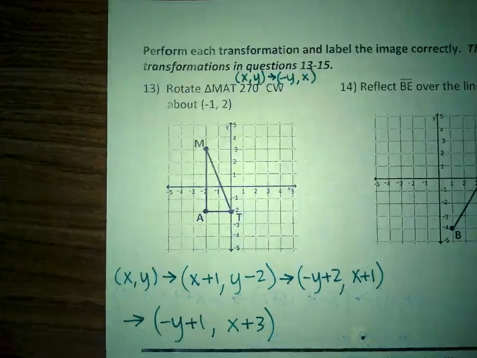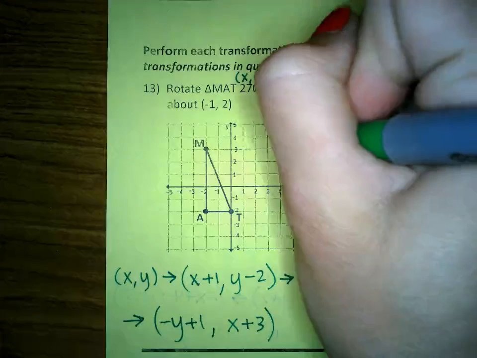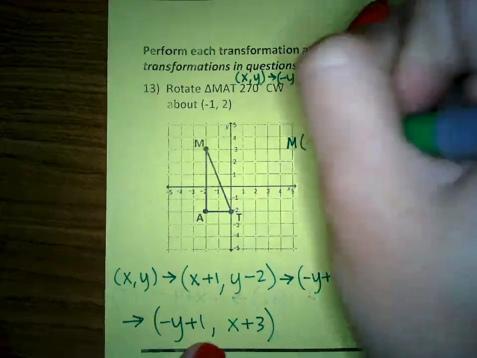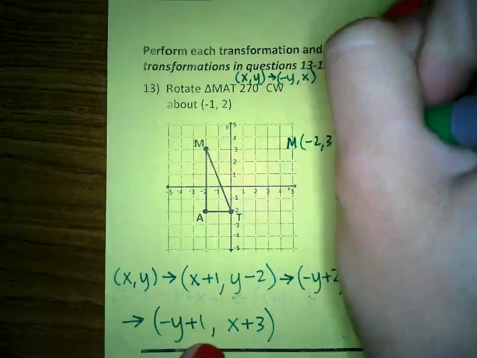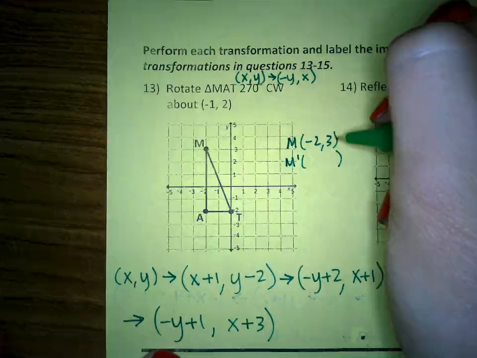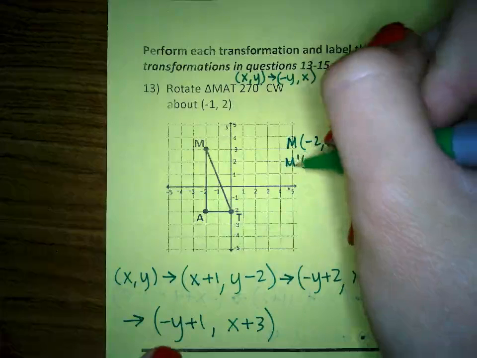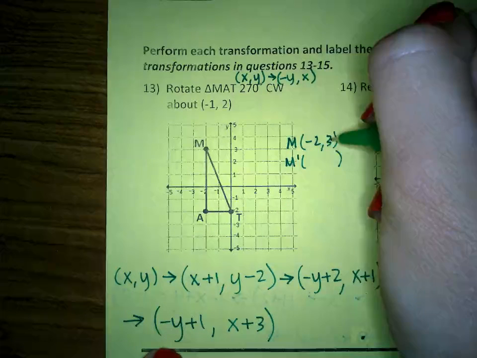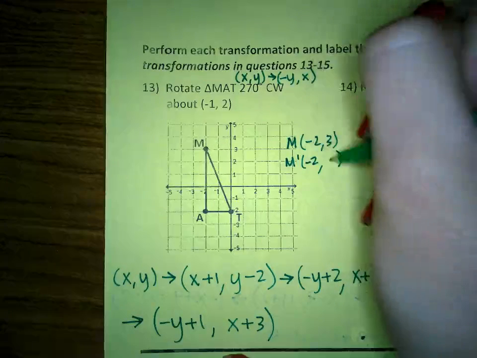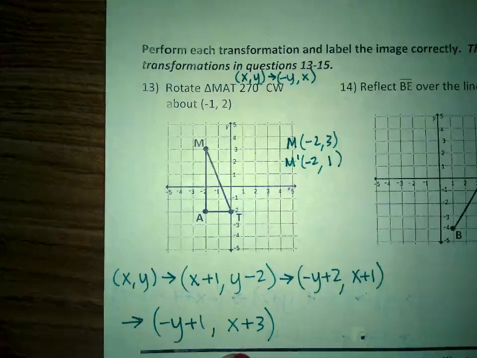Okay, so I'm going to show you how to graph this by using just the actual rule itself. So M is negative 2, 3. If I follow these rules, y needs to come to the front, change signs, and I add 1. So negative 3 plus 1 is a negative 2. X goes to the back and you add 3, which just becomes 1.